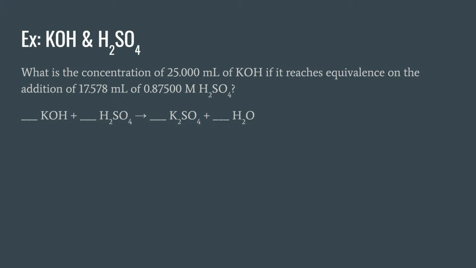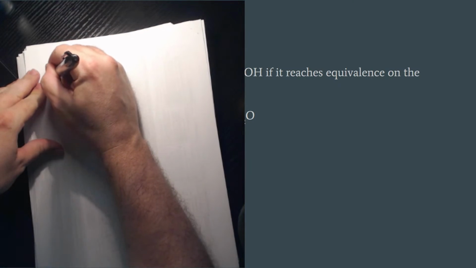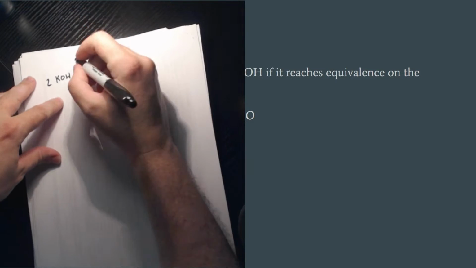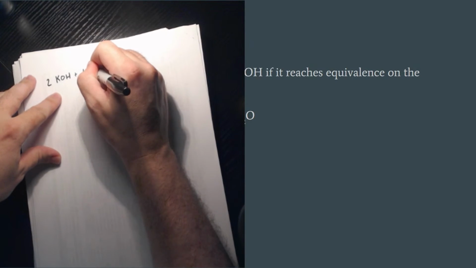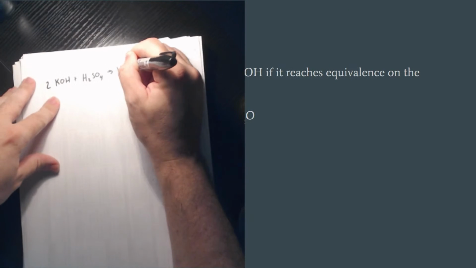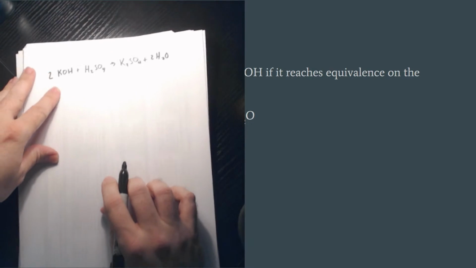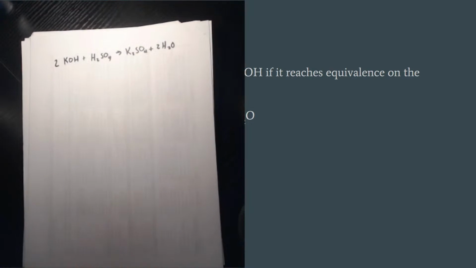So first, I'll just go ahead and write out the balanced reaction. We're going to need 2 potassium hydroxides for every 1 H2SO4 in order to neutralize it to get potassium sulfate and water. Okay. So that's, again, just stressing why we call it equivalence, not equality. But again, after that, it's a Stoich problem.